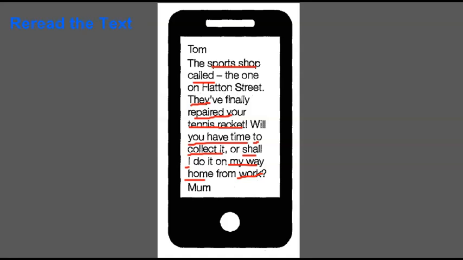Let's reread it. Tom, the sports shop called, the one on Hatton Street. They finally repaired your tennis racket. Will you have time to collect it, or shall I do it on my way home from work? Mom. Let's paraphrase it. Are you going to pick up your tennis racket, or should I?